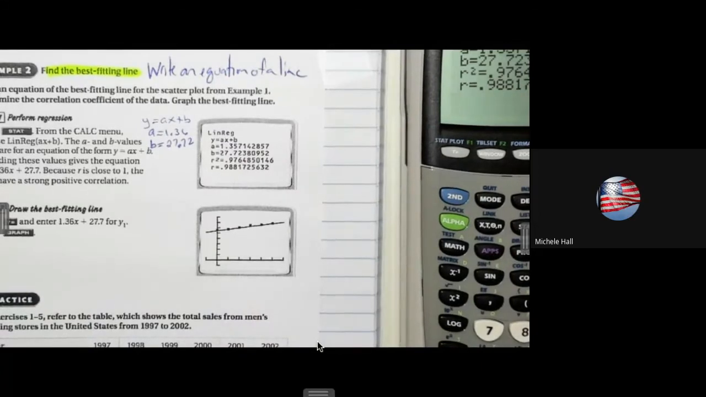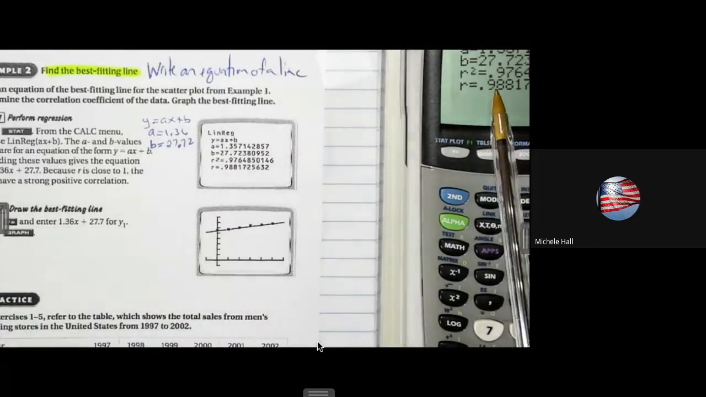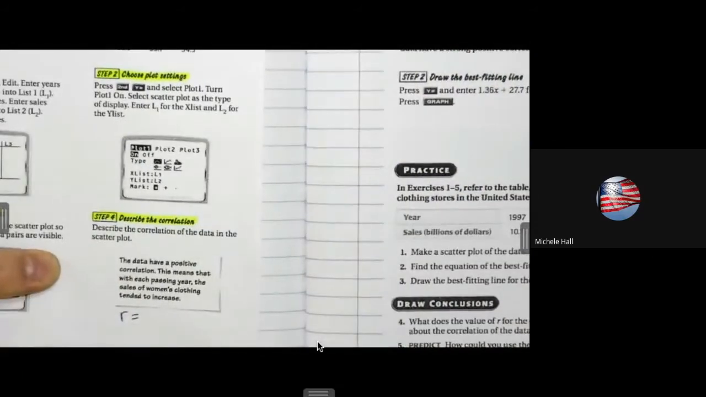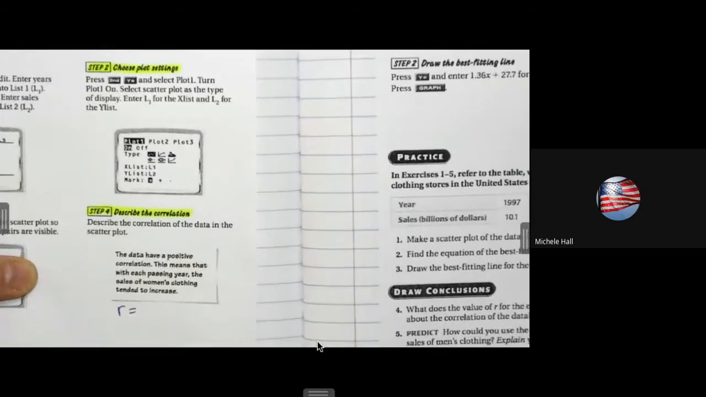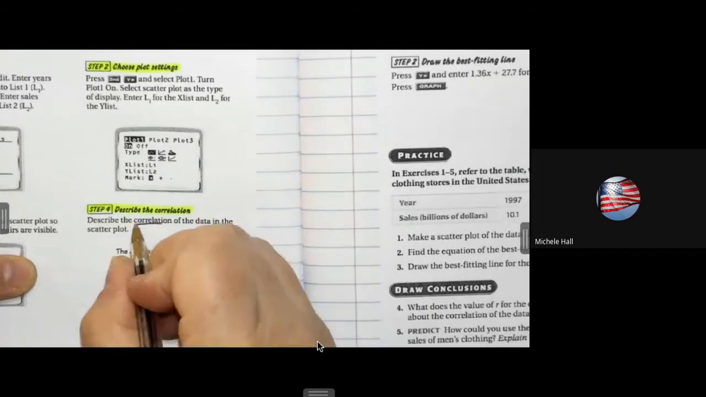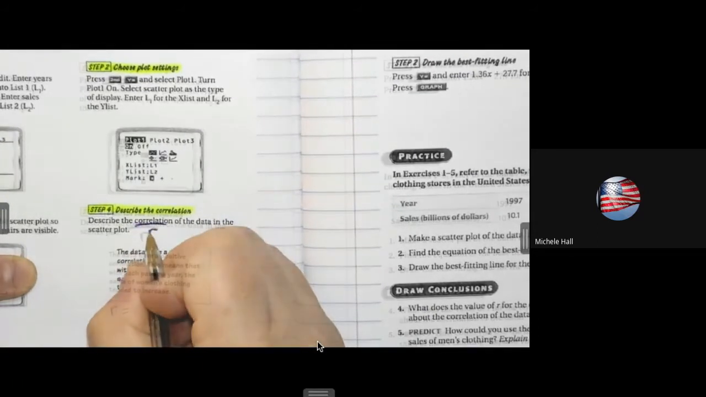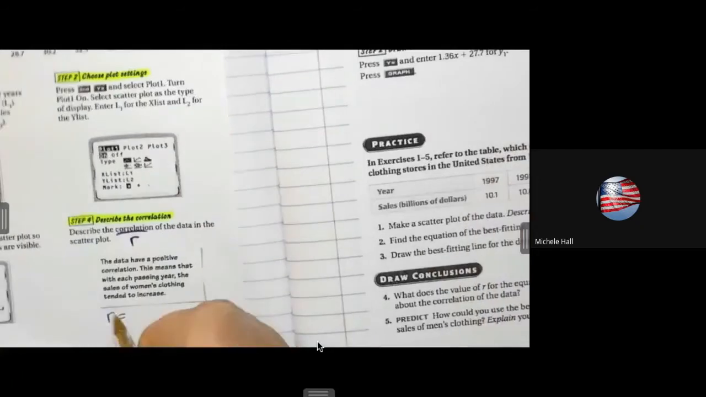So now that I have my slope, I also should be writing down what R is. R is about the correlation coefficient, and that was from step 4. So for step 4, describe the correlation. Well, correlation is about R. So you might want to underline correlation and put R. We see that R was 0.988. I'm just going to put 0.988.